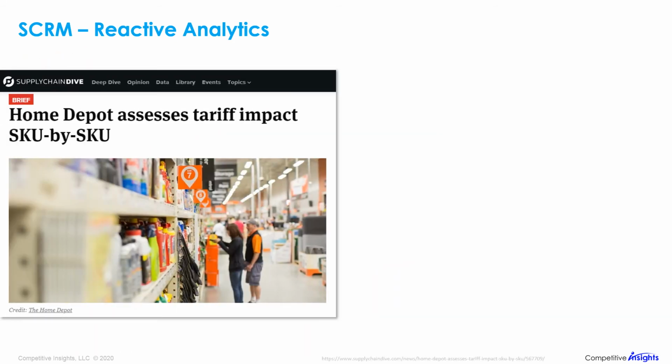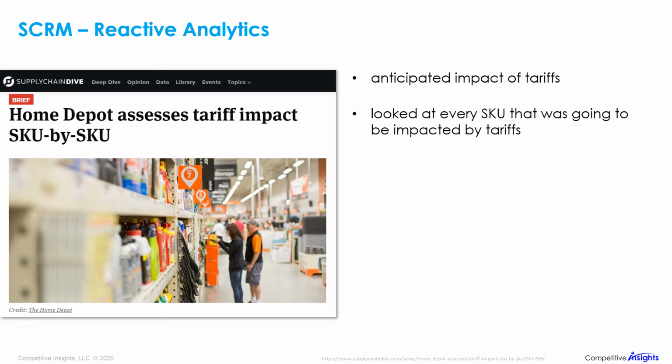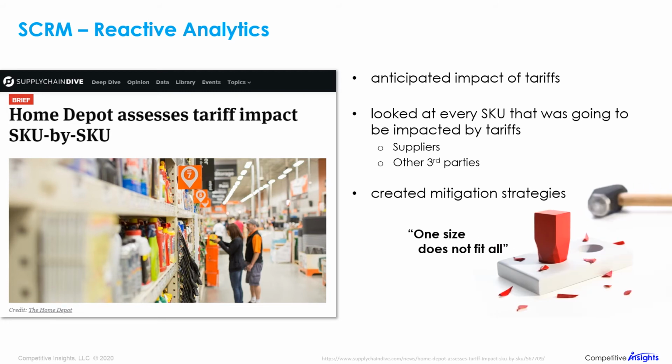Here's a great Atlanta story. This is the Home Depot. Mark Holyfield is head of the supply chain for Home Depot. And they saw and anticipated the impact of tariffs and did exactly that. So they looked at every SKU that was going to be impacted by a tariff. They looked at the suppliers. They looked at third parties that were involved with it. And they created mitigation strategies to address that in order to have the minimal impact on the operation for their stores. And this article and one other we'll reference in just a moment, we can make available to you if you would like to actually read the full article. But a great story about being able to think about proactively handling tariffs.